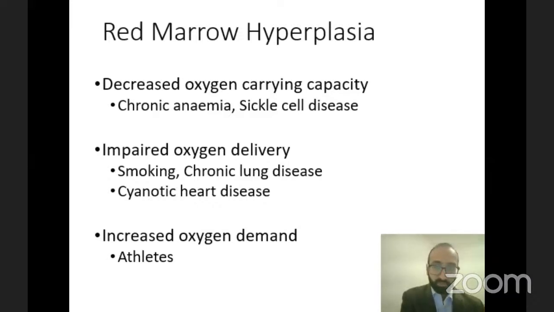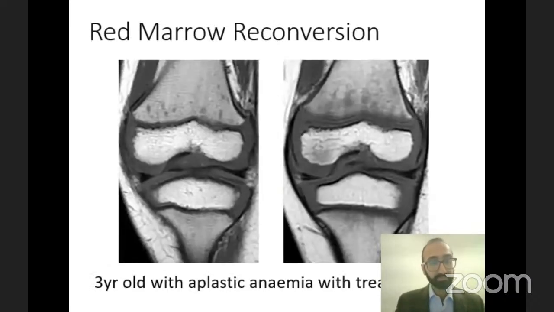So we talked about this red marrow very briefly in that diagram where there was reconversion back from yellow marrow to red marrow. If you're under stress, you've got decreased oxygen carrying capacity because of chronic anemia or sickle cell disease, or you've got, and this doesn't really apply to children, smoking or chronic lung disease, but perhaps cyanotic heart disease, or if you're an athlete and you have increased oxygen demand, that can cause red marrow hyperplasia. So that means some of your yellow marrow will be converted back to red marrow to meet that systemic demand.